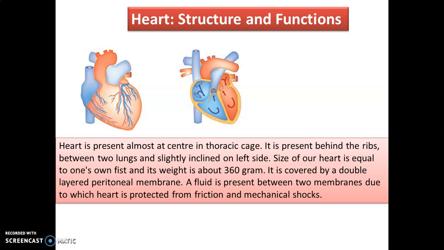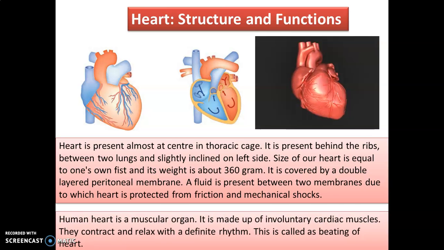It is covered by a double layer peritoneal membrane. As you can see here in this diagram, two layers we can see, that is the peritoneal membrane. A fluid is present between the two membranes due to which the heart is protected from friction and mechanical shocks. The heart is a very important organ, so any shock can damage it. So we have a fluid that will absorb that shock or any friction and thus protects the heart.